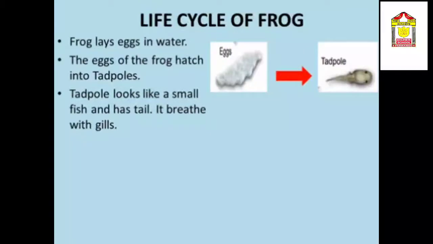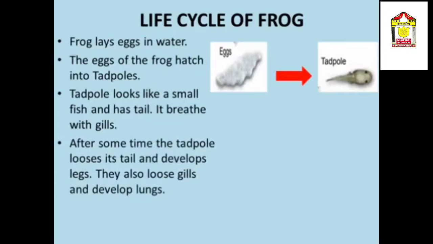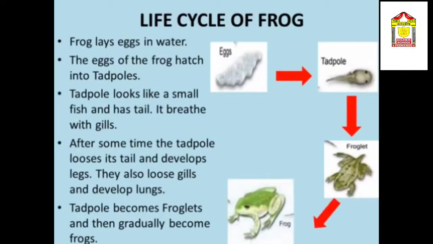Tadpoles look like a small fish and have a tail. They breathe with their gills. As you can see here in the picture, the tadpole looks like a small fish. After some time, the tadpole loses its tail and develops legs. They also lose gills and develop lungs. So these changes occur after some time in tadpoles.